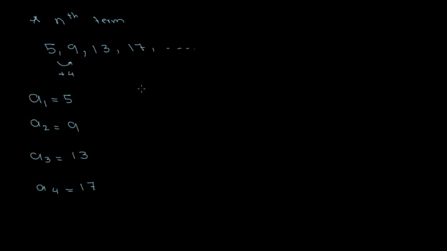We said before that in an arithmetic sequence we add the same number each time. You will find that we add 4. The number that we add each time, which is 4, is called the common difference. The common difference is defined by D. So we can say that D is equal to 4.